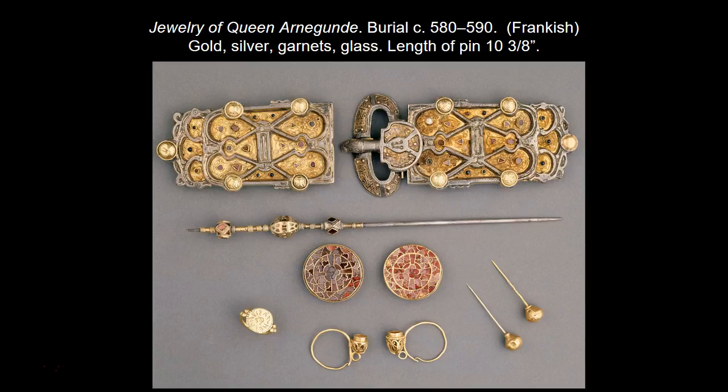So what you're looking at here is a cache of jewelry from a grave of a queen, Queen Arnegund, who was a Frankish queen. And what you're seeing is pretty typical of early barbarian or migration period art in that it is wearable art. So we have pins, we have earrings, we have rings, we have a buckle, and they're made of, since this is a queen, very precious materials: gold, silver, various jewels, especially garnets, are very popular, as well as glass and glass paste.